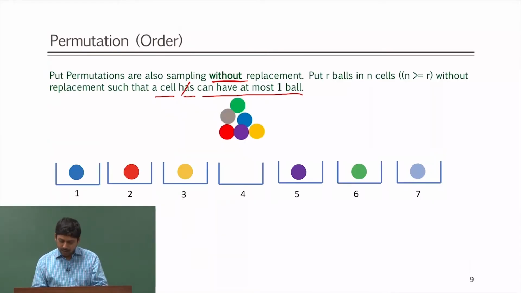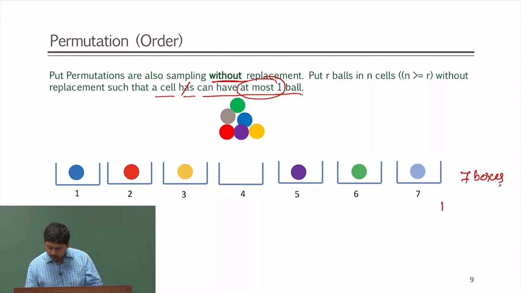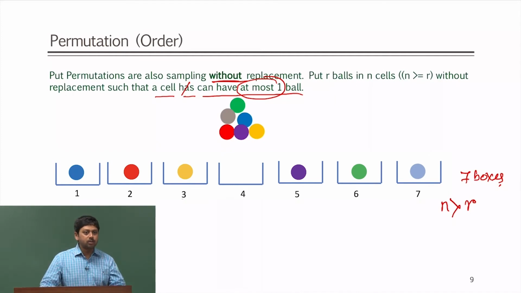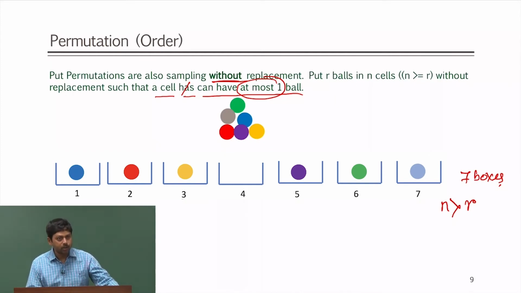So, as you see, now I have 7 boxes. I said at most, right? Why did I say at most? You see, this is very important. Because if my number of boxes is greater than the number of balls, then all the boxes will not be filled, because I can put at most 1. So, it can be 0 or 1. All are distinguishable balls, all are distinguishable boxes.